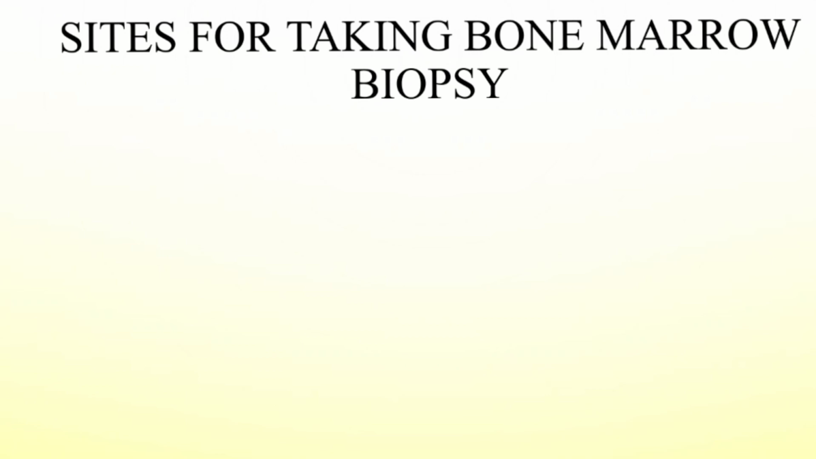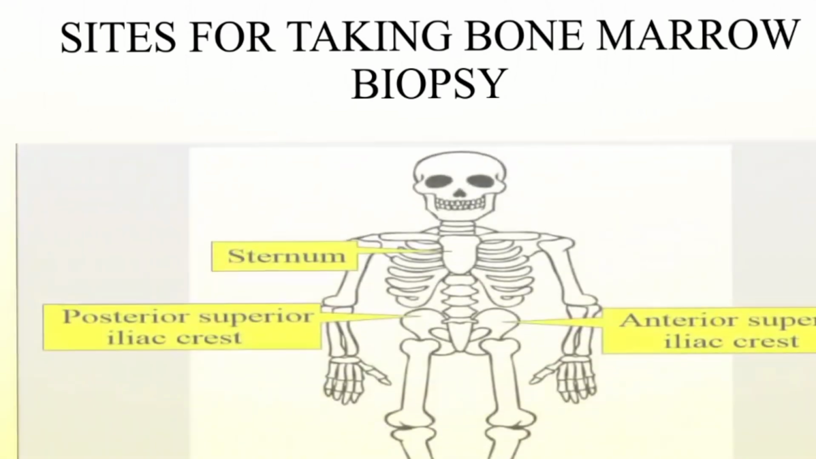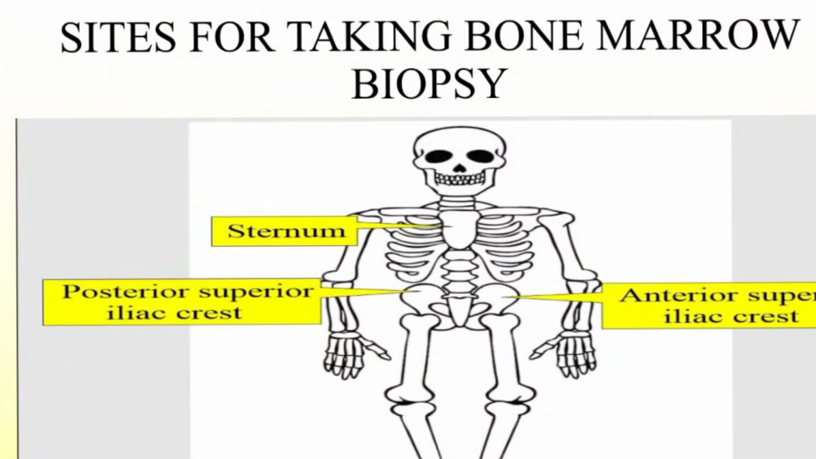So some common sites: the posterior superior iliac spine, or posterior superior iliac crest, is the most commonly used, and it is very preferable in the case of adults as well as children. And if, due to certain conditions, the person has an injury at that particular site or a previous infection there, then the third preferable site will be the anterior superior iliac crest.